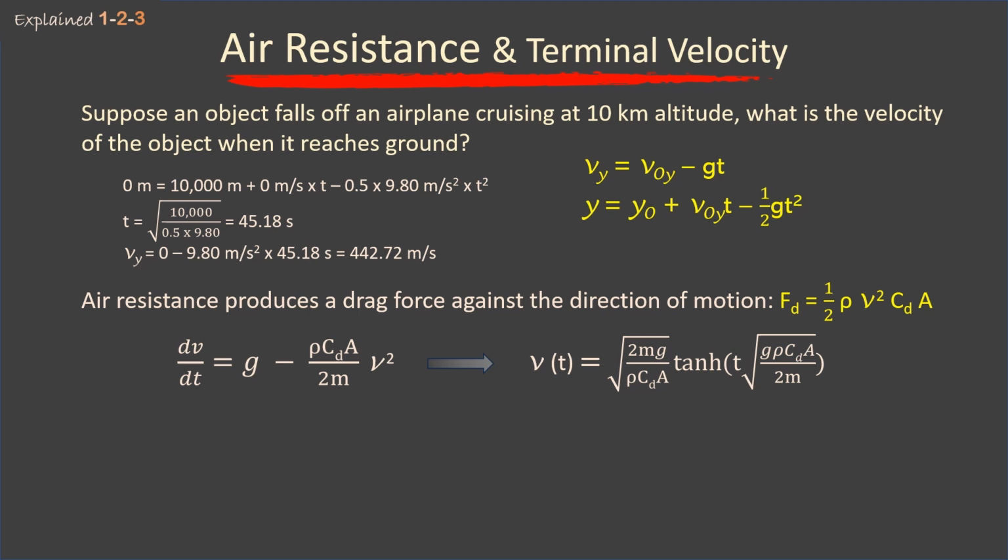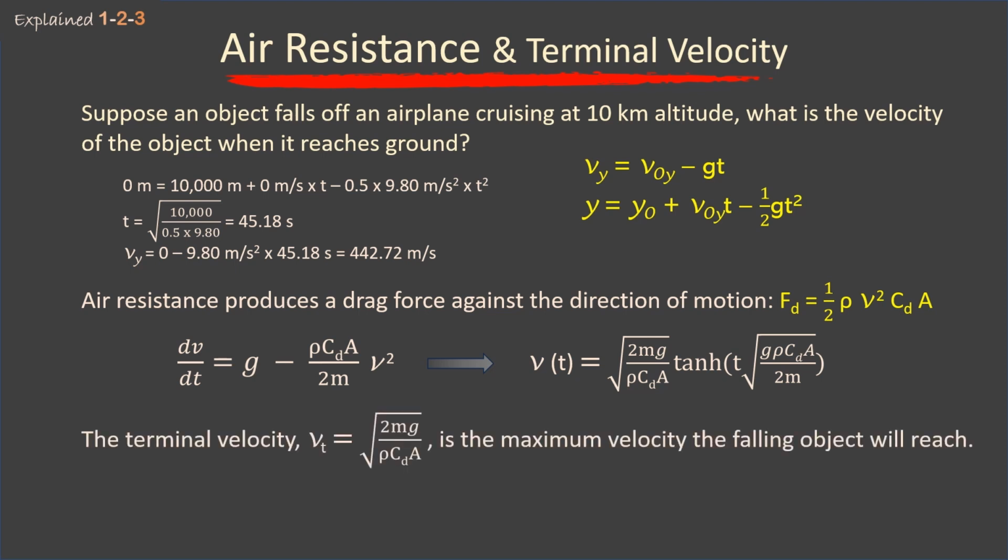With the drag force included, the falling motion is thus governed by the differential equation of dv over dt equals g minus rho, c sub d, and A over 2 times mass m, times v squared. And the solution for velocity v is in the form involving a hyperbolic tangent term as listed here. Since the hyperbolic tangent has a maximum limit of 1, as time increases, the velocity v will approach a maximum value called the terminal velocity v sub t. And this v sub t equals square root of 2 mg over rho c sub d A.